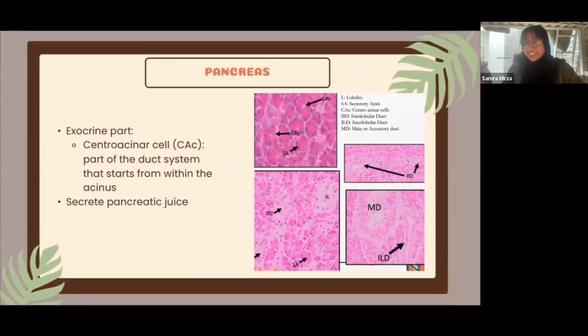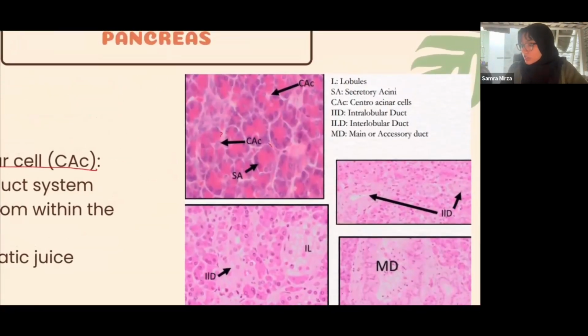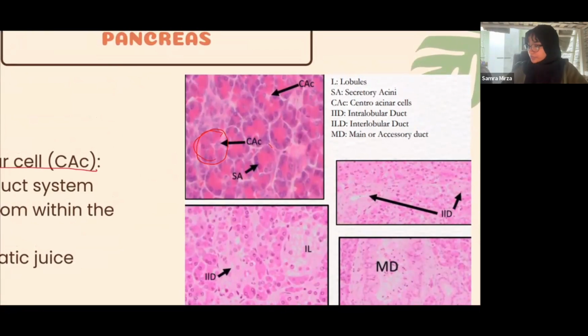One more thing, the pancreas. So we have an exocrine and an endocrine part for the pancreas. The endocrine part will be the islets of Langerhans. Meanwhile, the exocrine parts will be these ductal systems called the centroacinar cells. These start within the acinus and they secrete pancreatic juice. So we can see them here. Try to remember their structure. They're kind of circular with a very pigmented pink with their nuclei also around.